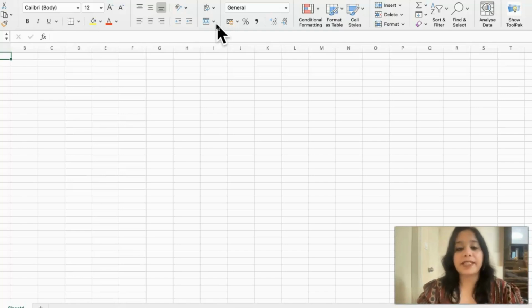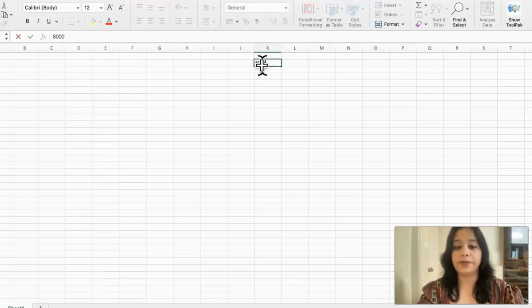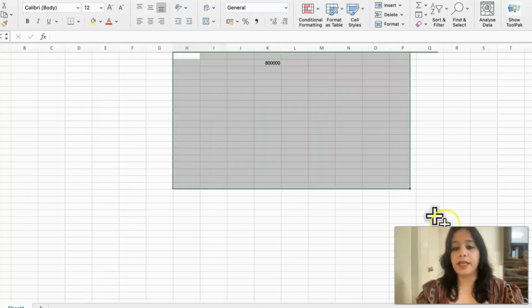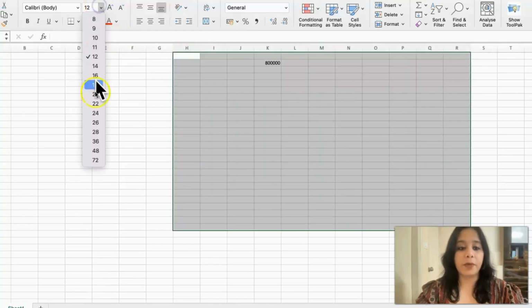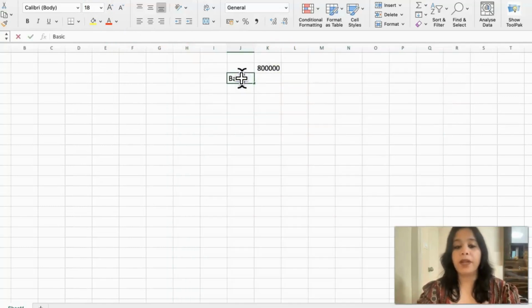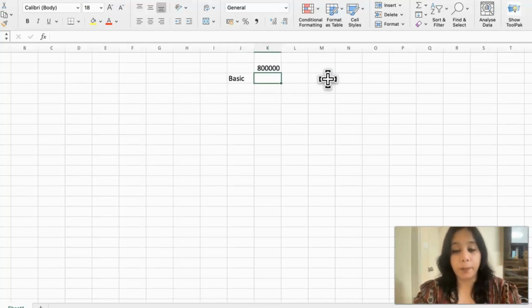So I'm taking an example, let's say I have to frame a CTC of 8 lakh. Let me increase the size a bit so that you can see properly in the video. All right. The first component is basic. Basic means the lump sum amount that we pay to the employee.